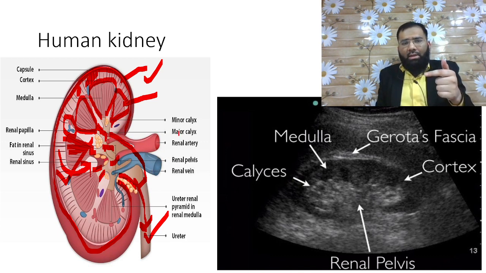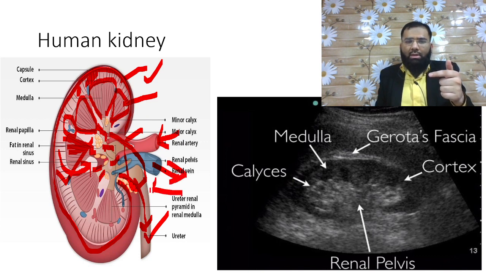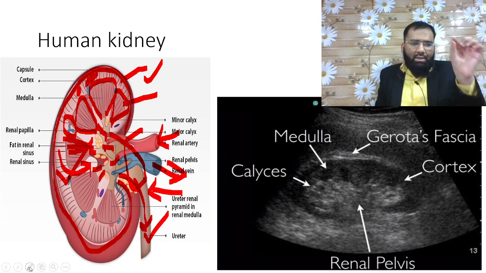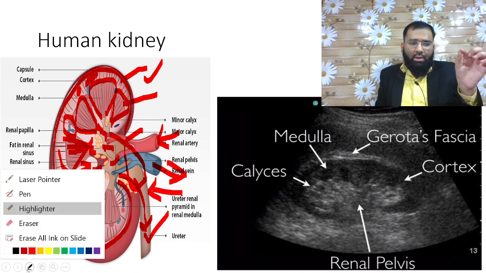At the hilum, this region of the kidney is called the hilum, there are three important structures. One is the renal artery, which is entering inside, the renal vein, which is leaving at the hilum, and the ureter, which comes out of the renal pelvis. Okay, these are important structures. So this is the basic coronal anatomy of the kidney.